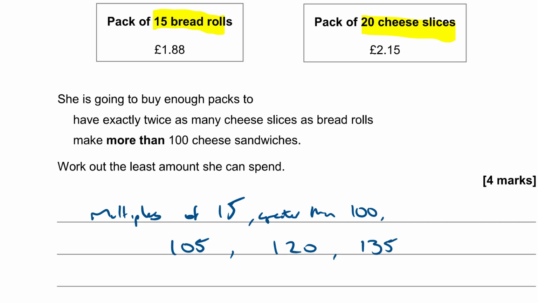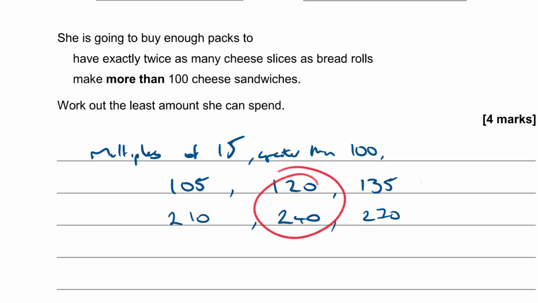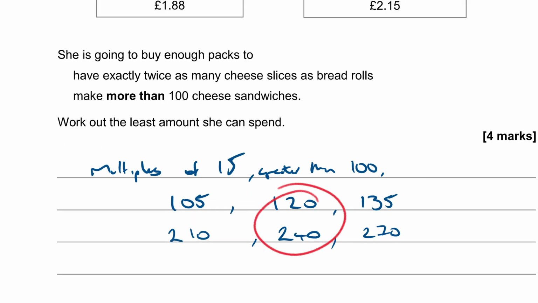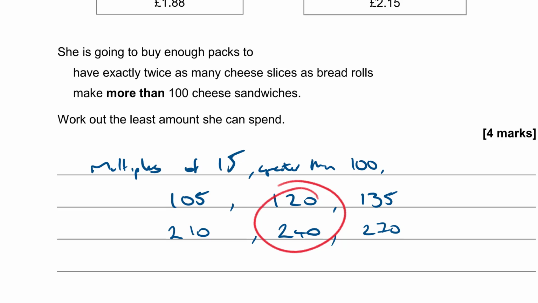Okay, now if I double those, I'm going to get 210, but that is not a multiple of 20. 240 is a multiple of 20, isn't it? And 135 just for completeness is 270, so I couldn't do that one either. So I think we need to go for that one, don't we? So we need to make 120 sandwiches. That's the only way we're going to get it so it works out nicely. So we're going to need 120 bread rolls and we're going to need 240 cheese slices.